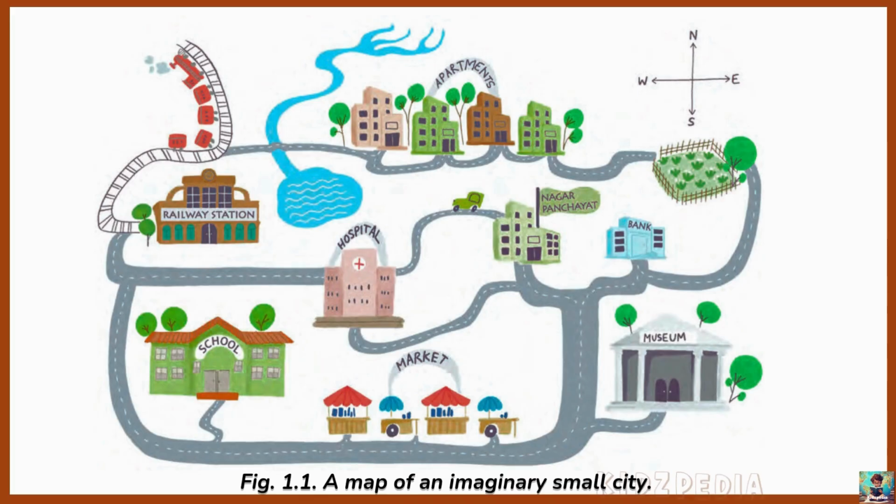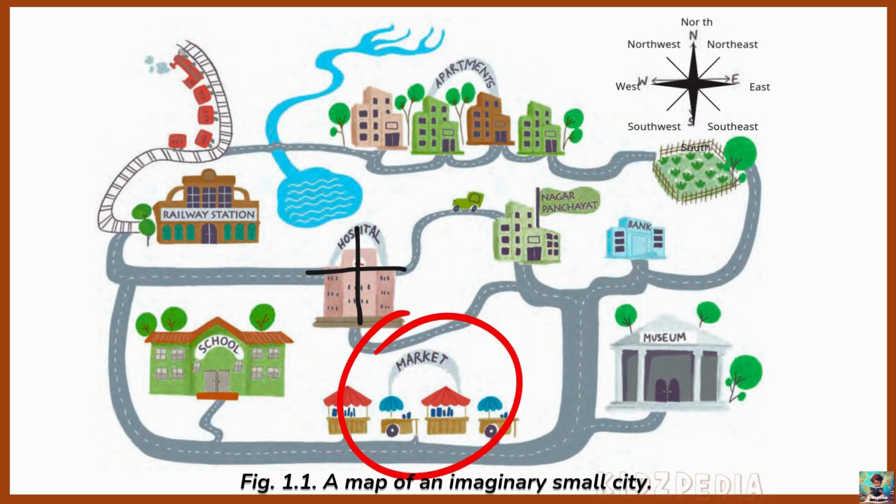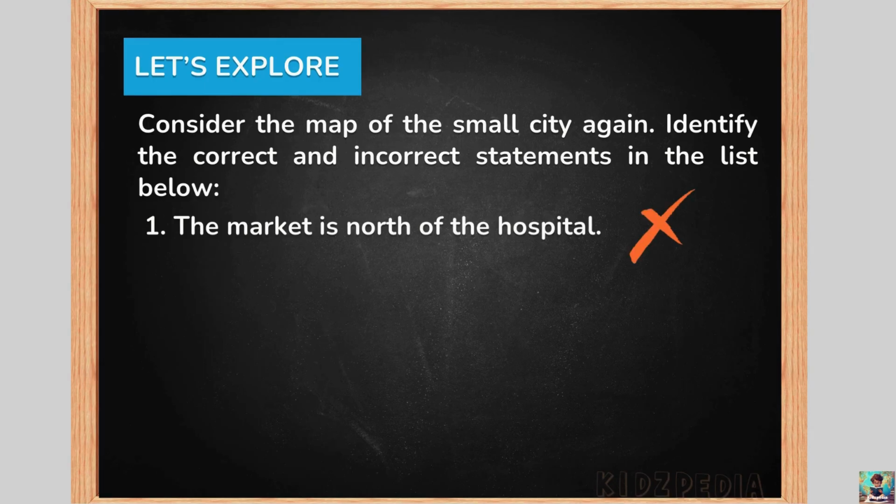Let's look at the map of the small city again and check each statement carefully using the cardinal directions we learned. First one is, the market is north of the hospital. Draw the cardinal directions with the hospital at the center and check which direction the market is. The market is below the hospital, which means south of the hospital. So, the statement is incorrect.